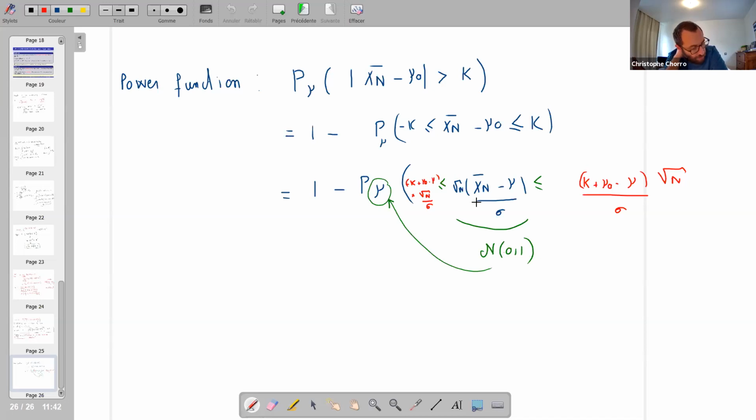Then I am able to fix it completely explicitly when I fix my level, in general 0.05 or 0.01. And once I have obtained completely explicitly my critical region, I am able to compute the power function. And we have done the job completely explicitly in the case of a Gaussian distribution.